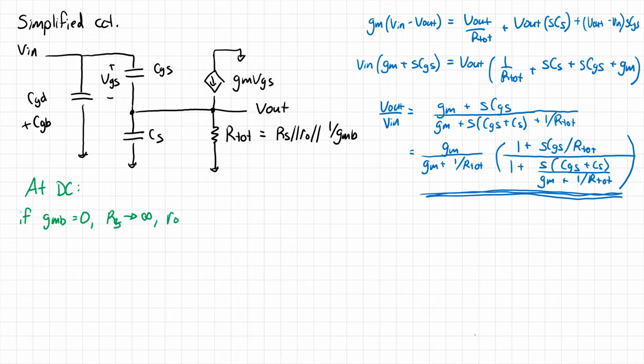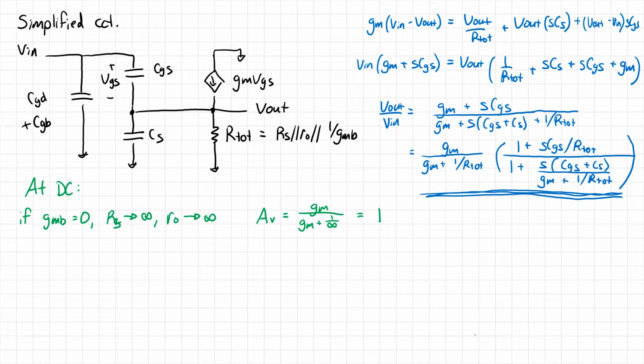And let's say our transistor is perfect as well. It has infinite output impedance. There's no channel length modulation. Then we can say that the DC gain of the circuit is just equal to GM over GM plus 1 over R tot. R tot in this case is infinity. So the gain of this circuit is just 1. All right, this is why we call it a source follower, because whatever comes in at the gate just follows down to the source. Now, naturally, these are assumptions that aren't true in practice.